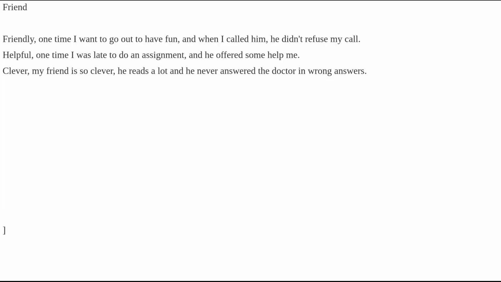So we will say that my friend has three nice qualities. Okay, this is a simple sentence. My friend has three nice qualities. Here we have the subject, this is the verb, and three nice qualities, these are the complements. They complete the sentence.